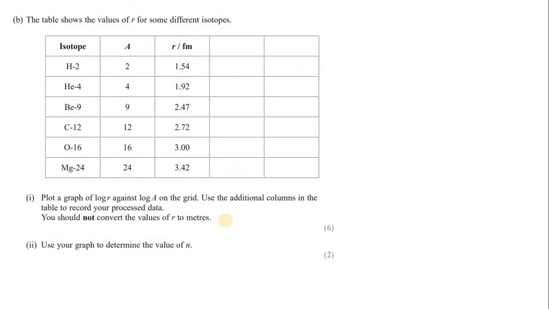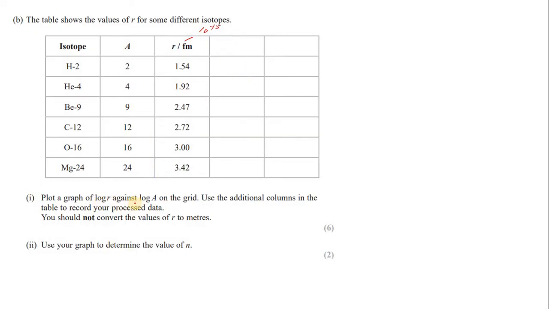B, the table shows the value of r for some different isotopes. So we have hydrogen 2, helium 4, beryllium 9, carbon 12, oxygen 16, magnesium 24, and we have nucleon number and r. And this is in fm, femtometer, which is 10 to the power minus 15 meters, just additional information, but here we don't need it.